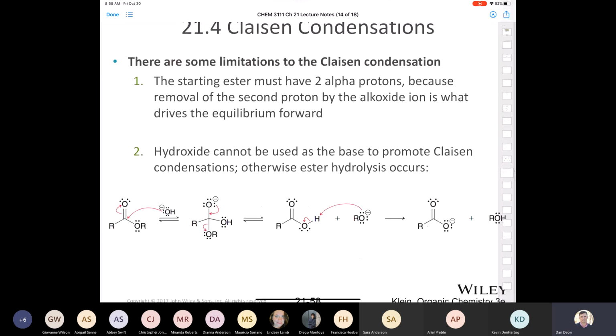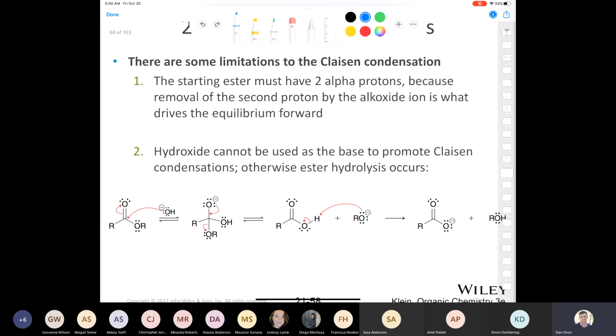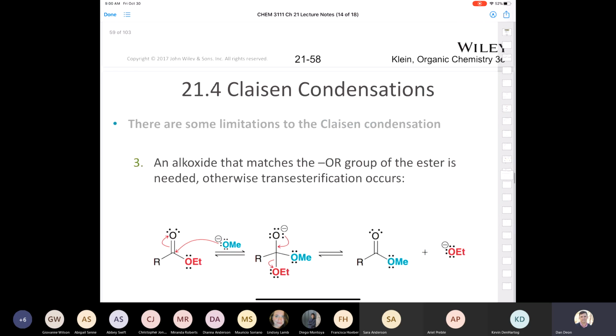And the second one is you can't use hydroxide as your base. And you might be thinking, well, come on, if I evaluate the pKa's, hydroxide should be in equilibrium. But the problem is, hydroxide can't be used as a base. Why? Because you're going to end up doing a basic hydrolysis of an ester and end up with a carboxylate, and that's just going to destroy your starting material. Basic ester hydrolysis has a name. It's saponification. So that's what's going to happen if you were to try to do a Claisen condensation with hydroxide. So again, the choice of the alkoxide is important, and it can't be hydroxide.